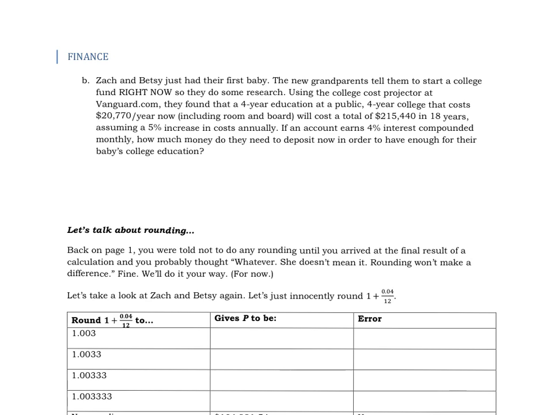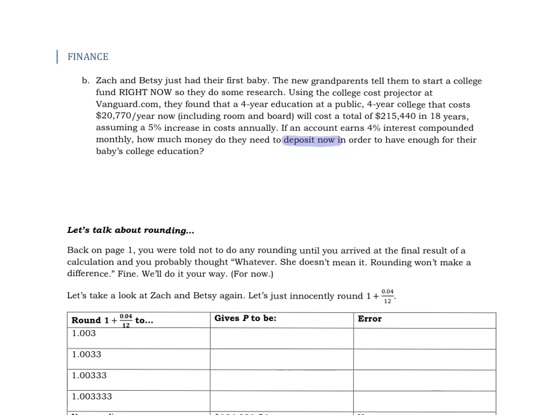to a similar question. Zach and Betsy had their first baby, and so they want to go ahead and start a college fund for their child. So they have determined it will cost $215,440 in 18 years, assuming that costs are increasing at about a 5% rate. So they have an education account that they have opened, and the question is, how much do they need to deposit now? Again, a one-time deal in order to have enough for their baby's college education.